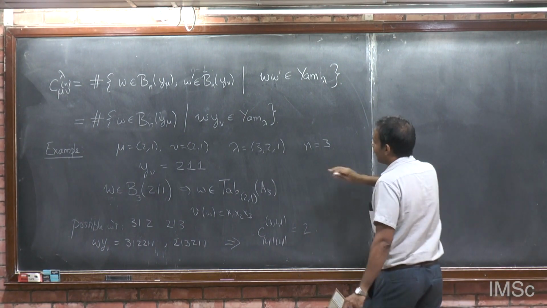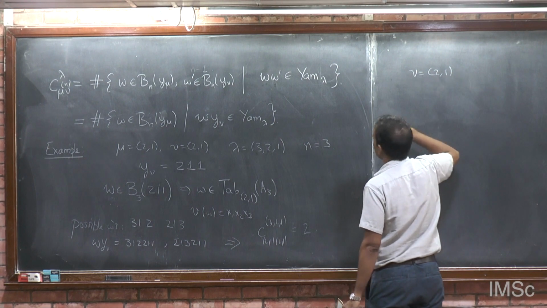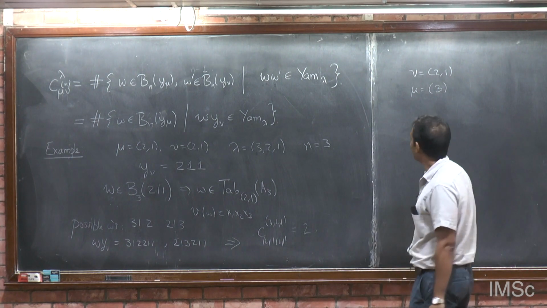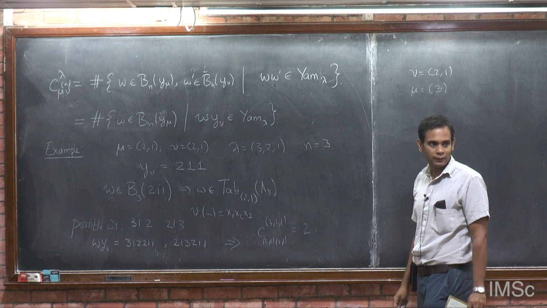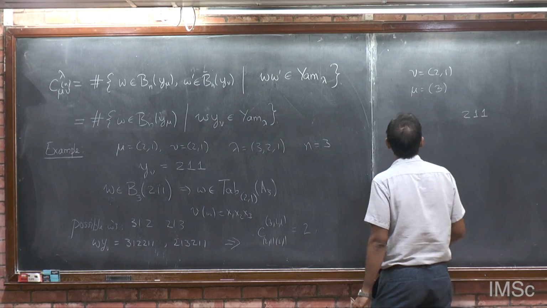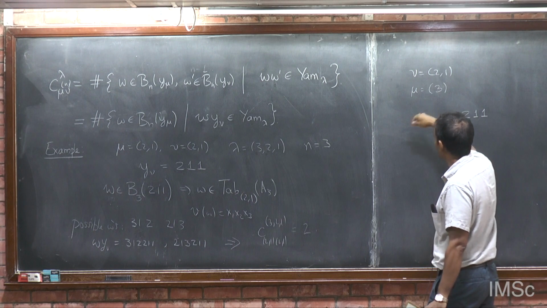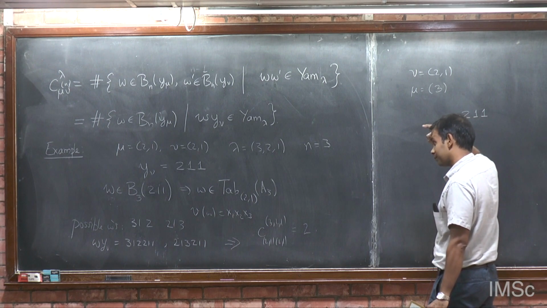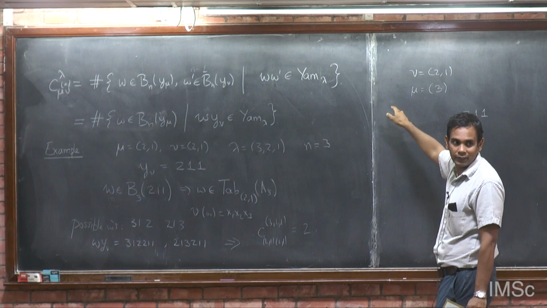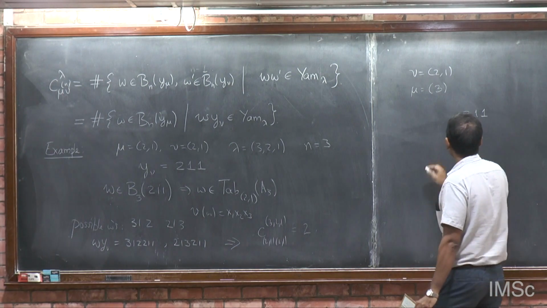Let's look at an example where I will not ask for lambda. I'll still take nu to be 2 1, and let's take mu to be, let's say, 3, and I won't specify lambda. So I'll take y nu as before to be 2 1 1. Now mu is 3. So what are all the column reading words of semi-standard Young tableaux of shape 3? They are just these kinds of things, right?